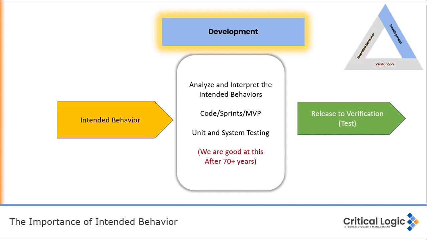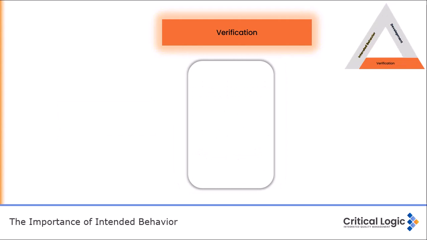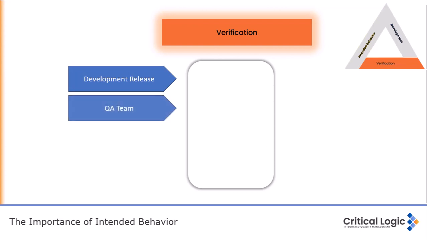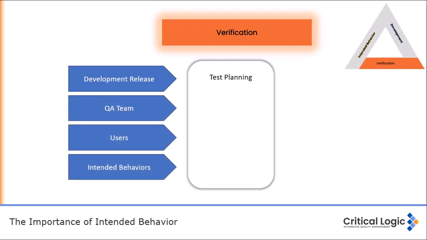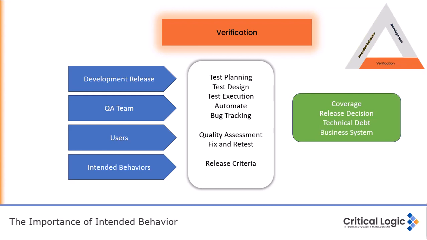Let's move on to define the last leg of the triangle, verification. There are many components of verification. Ultimately, a decision to release the system to production. Does the release provide enough of the intended behavior to meet critical business needs? Of course, the more you know about the intended behavior, the better you can judge the quality of the delivered system. Let's talk about some of the common problems we often see.